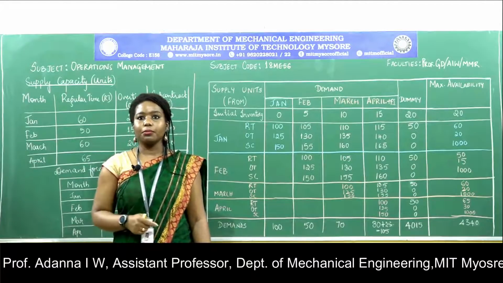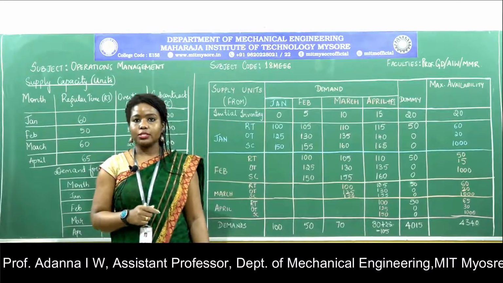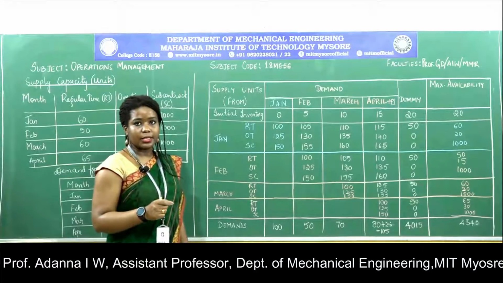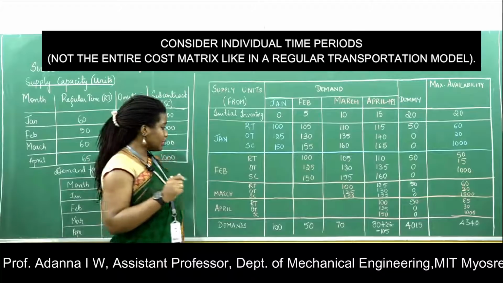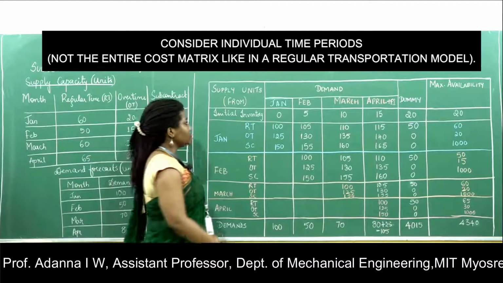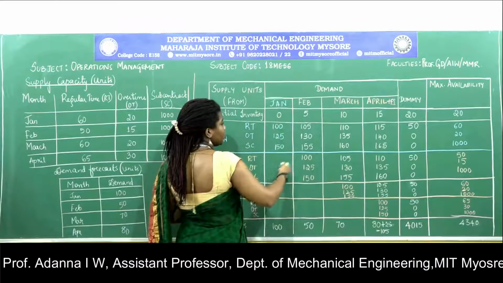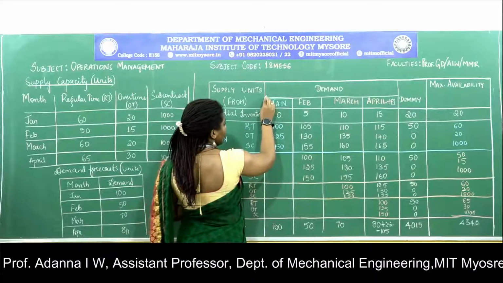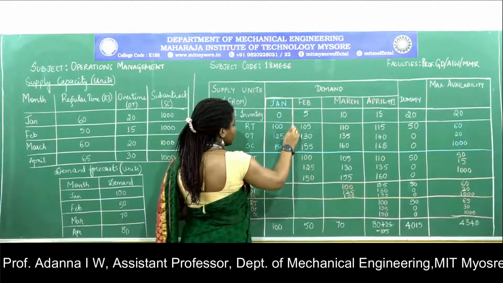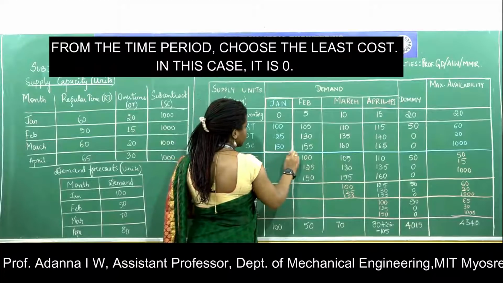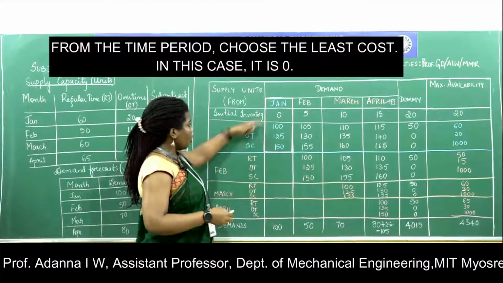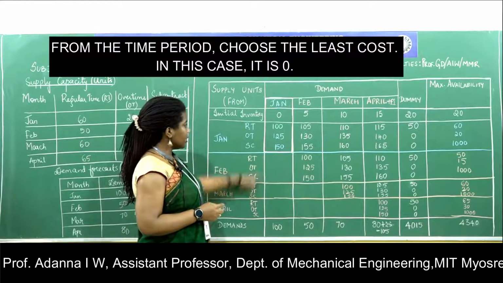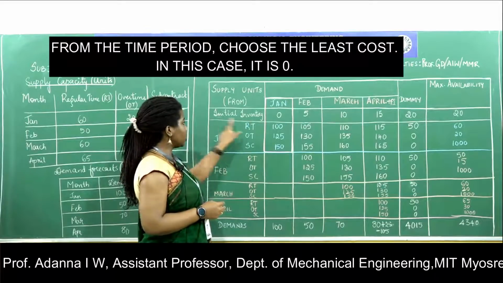So to solve this problem using the least cost matrix method, we consider individual time periods as a whole matrix. In other words, I will start with the first time period, which is January. Looking into the month of January alone, I am not taking any other month into consideration right now. Among all the costs in the month of January, you pick up the least cost. Here we can see that the least cost is 0, which is against the initial inventory row.